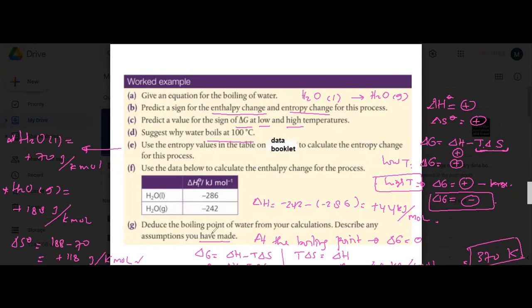Assumptions that we made: it is assumed that delta H and delta S do not change with temperature. We assume these do not change with temperature, so that's why we can find the boiling point. I hope you already understand the Gibbs free energy calculation.